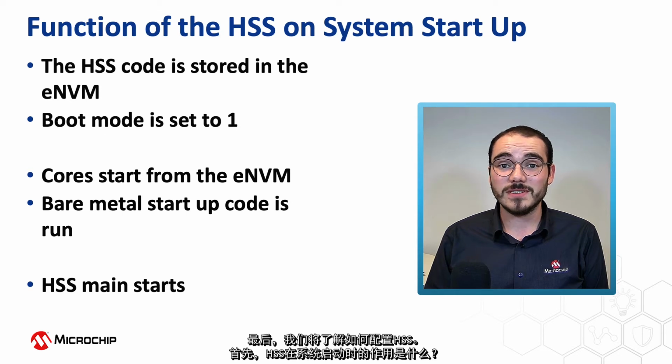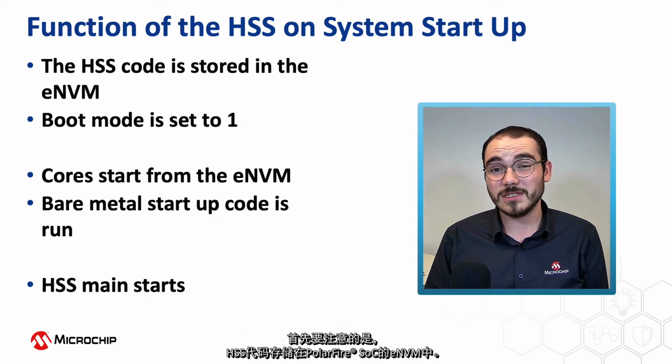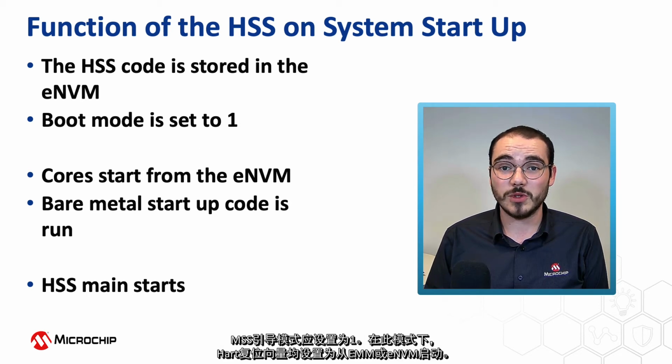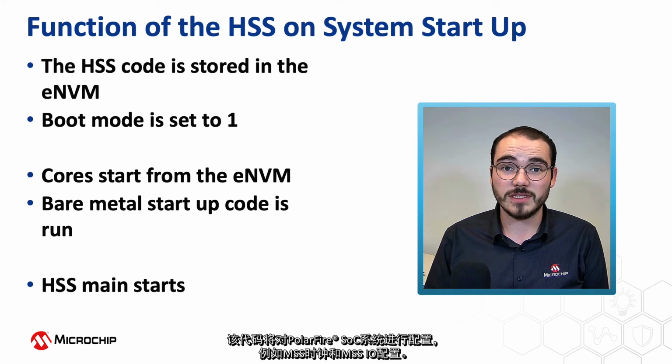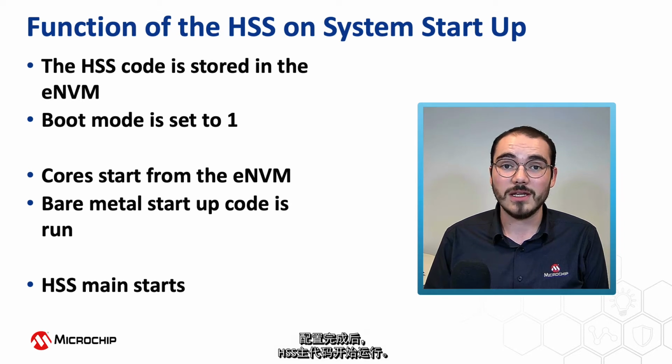So first, what is the function of the HSS on system startup? The first thing to note is that the HSS code is stored in the eNVM of PolarFire SoC, and the MSS boot mode should be set to 1. In this mode, the Hart reset vectors are all set to start from the eNVM. When this happens, the bare metal startup code that's used by the HSS is run, which configures the PolarFire SoC system, such as the MSS clocks and MSS I/O configuration. Once this is complete, the HSS main code starts running.